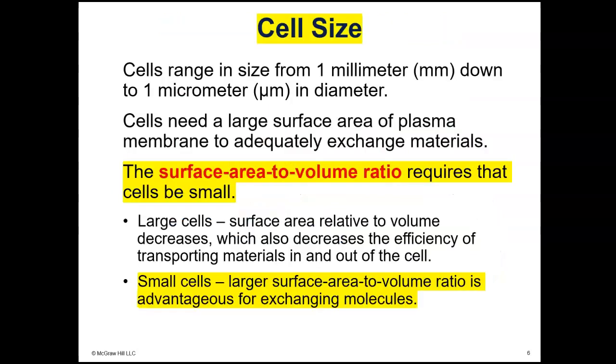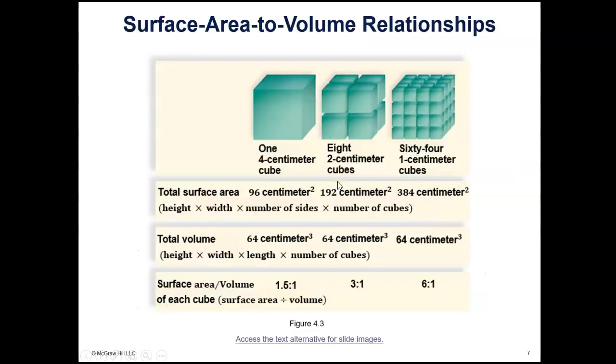You also need to know that the reason cells are typically so small is that a small cell has a larger ratio of surface area to volume. The surface area of the cell is the plasma membrane. It's covered by the plasma membrane. So if this is a cell, this 4 centimeter cube here on the left, the plasma membrane would cover the outside and it would take up 96 square centimeters. The volume inside would be 64 cubic centimeters.